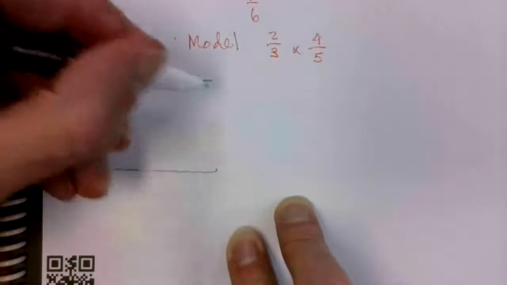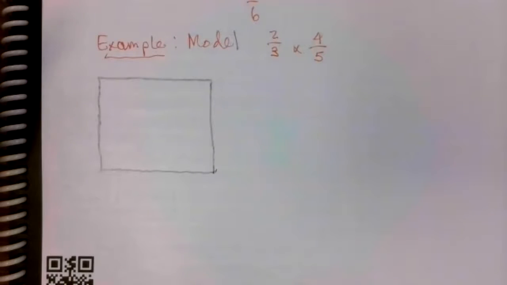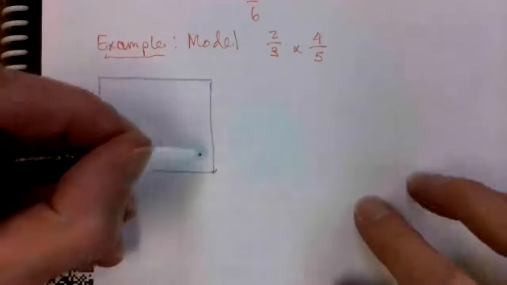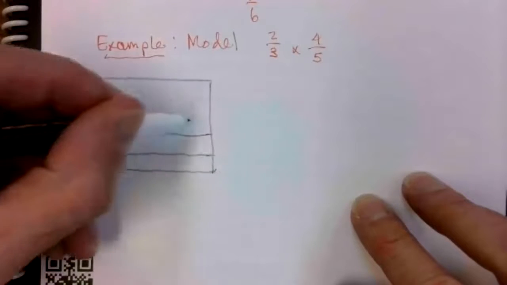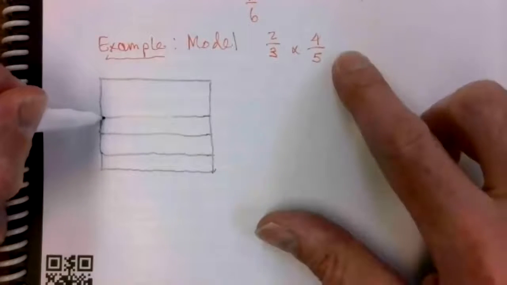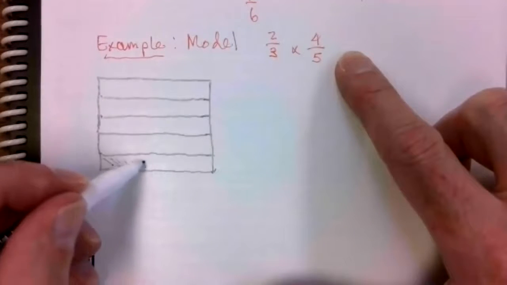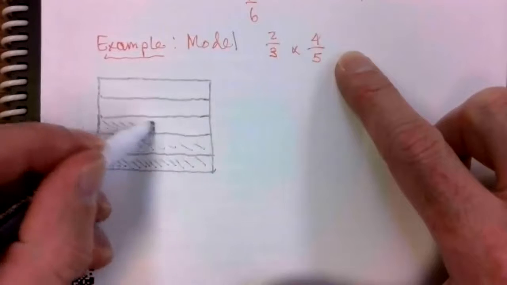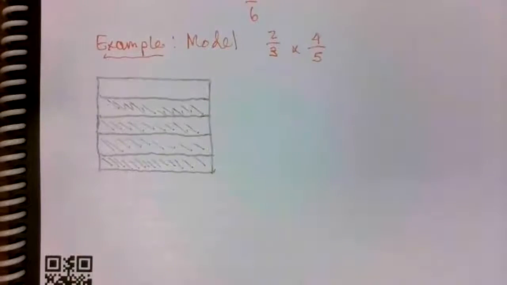Okay, so I'm starting with my rectangle here like such. So how many pieces should I cut this into, and how many of those pieces should I shade? Okay, 5 pieces. Why are we cutting it into 5 pieces? Right, because we're dealing with fifths. Okay, this tells us the number of pieces to start with. And then I shade 1, 2, 3, 4 pieces. Okay?